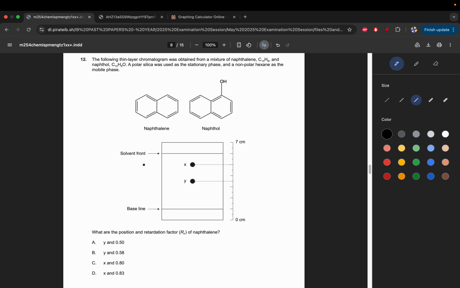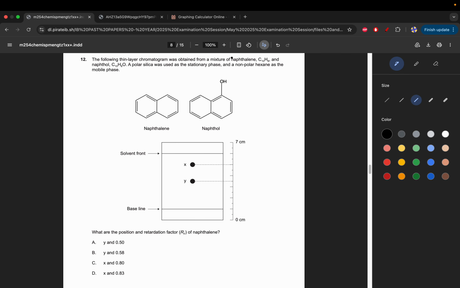Okay, so the mobile phase is the one where we see the spots traveling up the sheet of paper. Now we use a nonpolar hexane as the mobile phase, and we have to distinguish between X and Y. So we know that polar things are going to, or sorry, we use a nonpolar hexane as the mobile phase. So something nonpolar will dissolve better in nonpolar and travel further, and likewise something polar will dissolve better in polar. But in this situation, we have a nonpolar mobile phase, so the nonpolar one is going to travel further and be spot X.